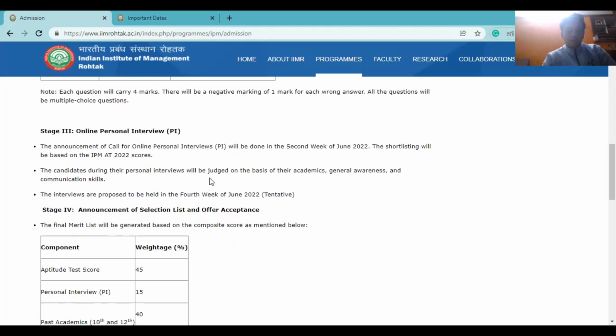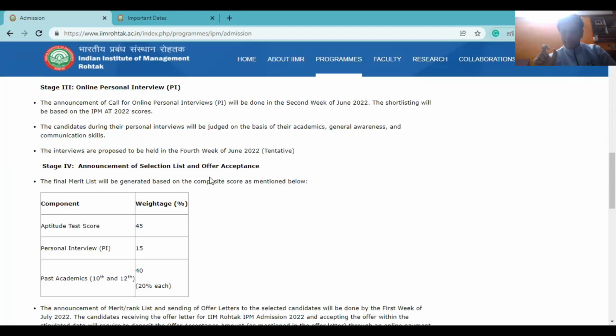And now the weightage for each and every component which is given to calculate the total ATS is also mentioned here. So the aptitude test score, which is the IPMAT Rohtak examination, will have a 45% weightage in your final ATS score. And your past academics, which is 10th and 12th scores, would have a 40% aggregate weightage in the calculation of the ATS. So this is a very big component.